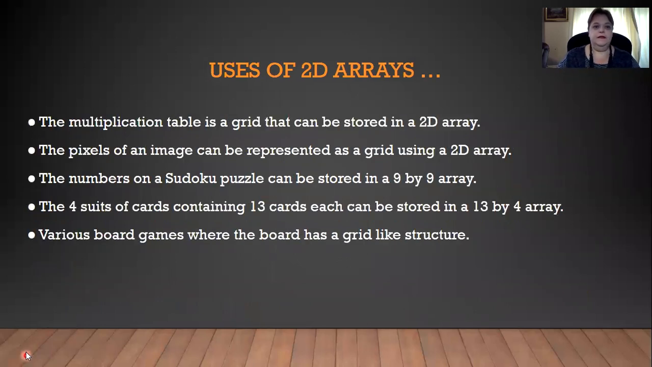Okay. More uses. The multiplication table is a grid that can be stored. I really want you to try and design a multiplication table to practice your 2D arrays. It is the easiest way and something that you're used to using. Then the pixels of an image can be represented as a grid using a 2D array. Now, if you've gone to look up actual colors, you know it's based on red, green, and blue, your RGB. So those pixels will be allocated a specific name according to which row and which column it is in.